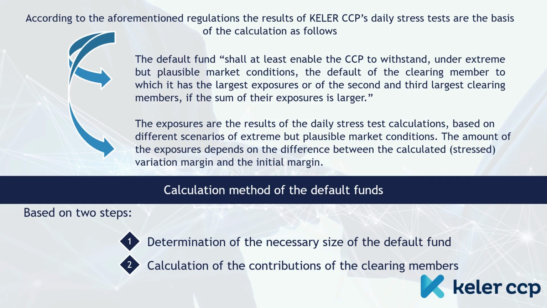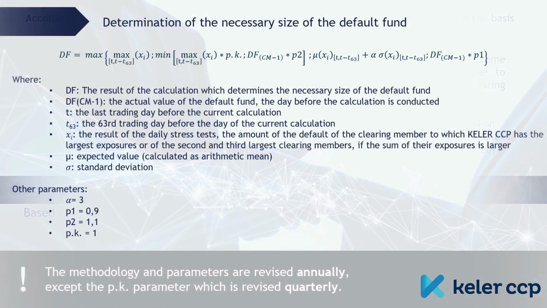On this slide, you may see the determination of the necessary size of the default fund. The default fund is marked with DF, which is the result of the calculation on a monthly basis. The formula has four components. The maximum of these four components is the result of the calculation, and that shall be the newly calculated size of the default fund. In the formula you may see XY, and XY is the result of daily stress tests, which is executed by KELER CCP.